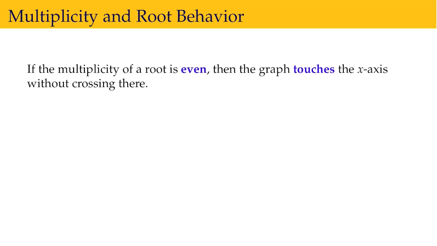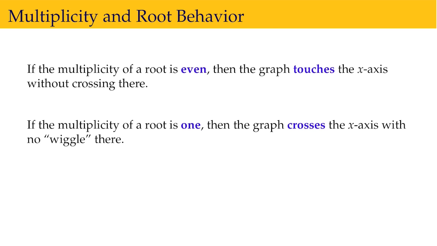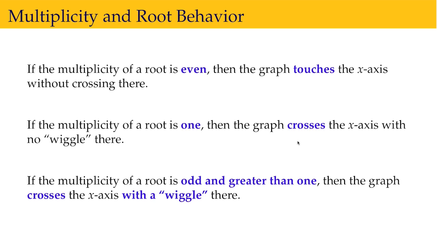You should have noticed that if the multiplicity of a root is even, then the graph touches the x-axis without crossing there. If the multiplicity of the root is 1, then the graph crosses the x-axis with no wiggle there. Remember, we were calling it a wiggle when a graph does something like this. We'll have a picture on the next page. And if the multiplicity of a root is odd and greater than 1, then the graph crosses the x-axis with a wiggle.